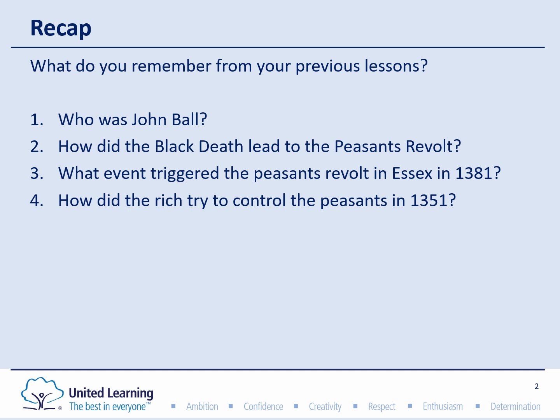Question number 2, this is linking the last 2 or 3 lessons together. How did the Black Death lead to the Peasants' Revolt? Number 3, what event triggered the Peasants' Revolt in Essex in 1381? And our last question, number 4, is how did the rich try to control the peasants in 1351?